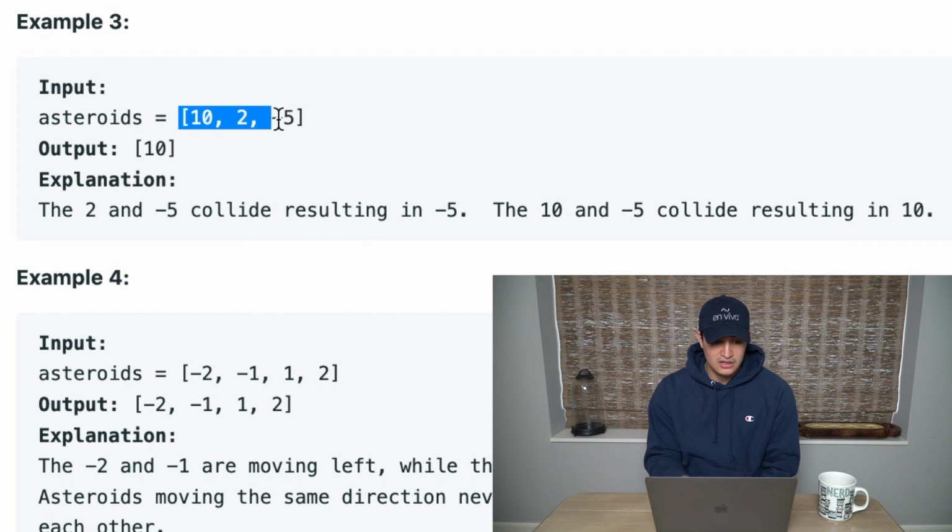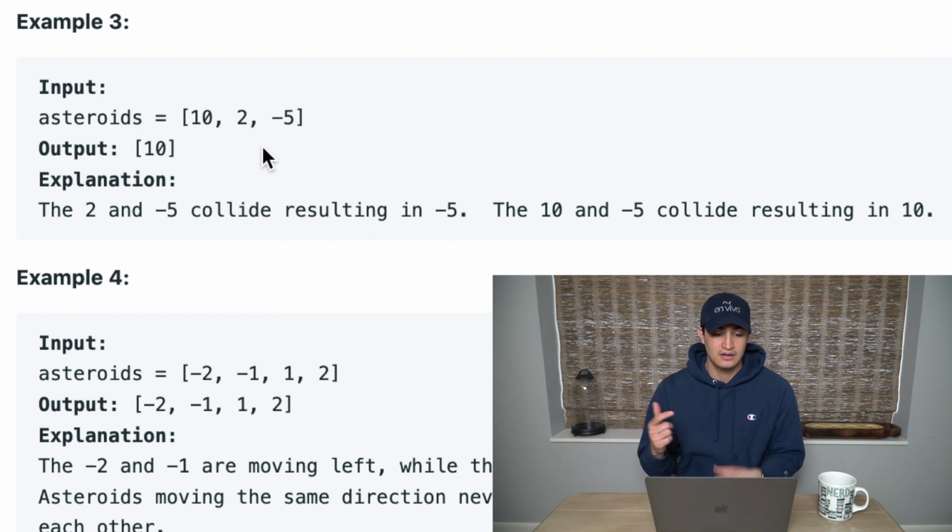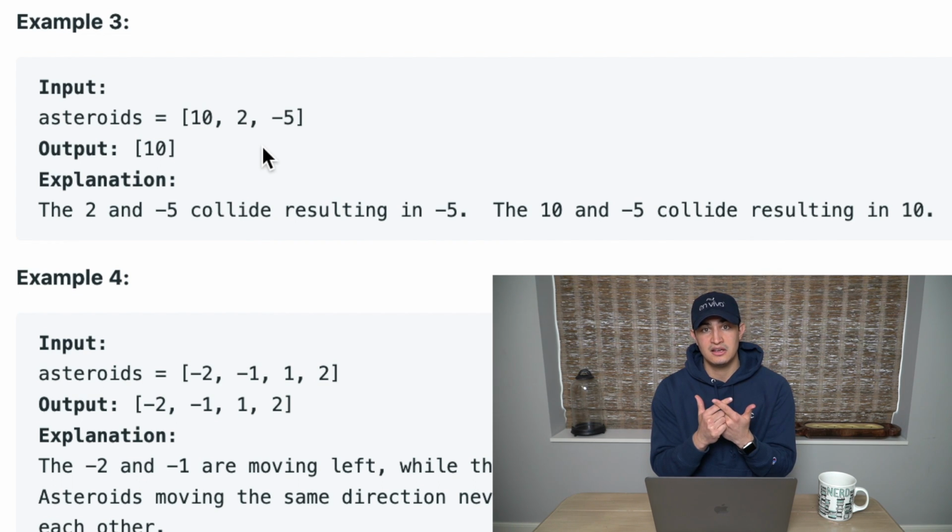Now in example 3, if we were given 10, 2, and -5, we would output 10. And the reason for that is, well, let's think about this, right? We have 10 moving right, we have 2 moving right, and then we have -5 moving left. So the 2 and the -5 collide, -5 destroys 2, -5 keeps going and hits the 10, right? So -5, or really it's 5 is less than 10. So -5 explodes, or 5 explodes, and we just are left with that 10.